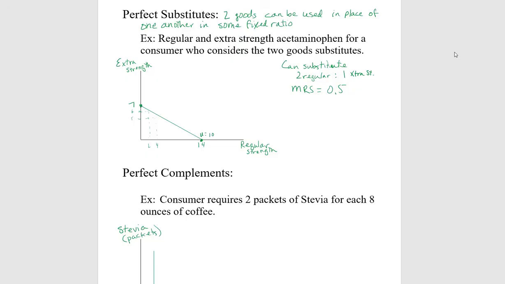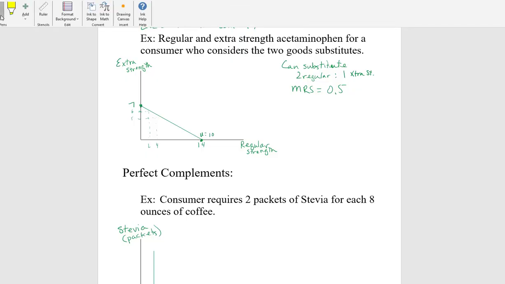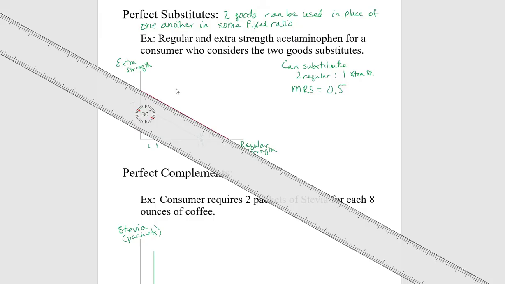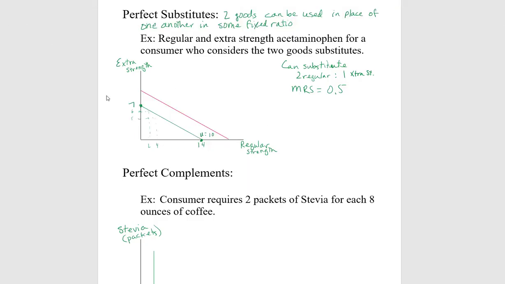If I wanted to draw an indifference map associated to this, I could put in a second line. This would represent a second indifference curve for this consumer. Let's say a utility of 17, where they would consume 10 extra strength or 20 regular strength or some combination in between, but still where the slope of that indifference curve is 0.5. Notice when we were looking at the wine and pasta, the slope wasn't fixed. As we moved down that indifference curve, we got different slopes. Here we have a fixed trade-off between the two goods, so we have a fixed slope.